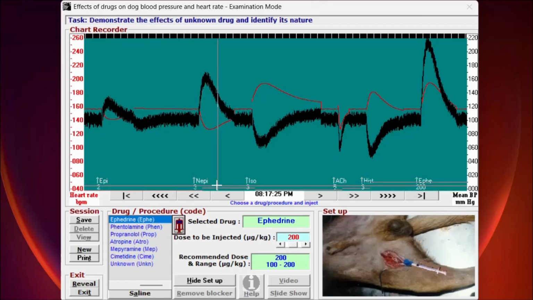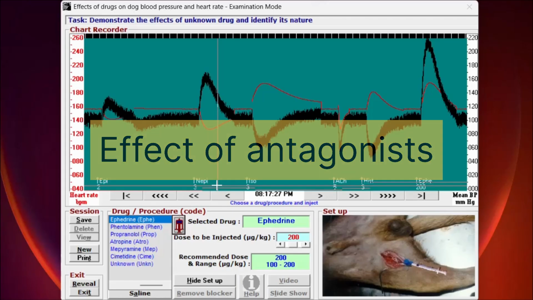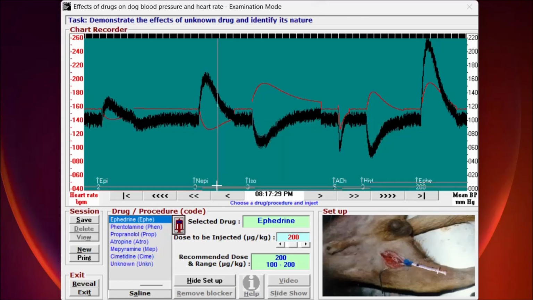Now after this we will discuss the effect of antagonists. Okay, so for the effect of an antagonist, you know, whenever you want to show the effect of an antagonist, first you have to give an agonist, then you give the antagonist, then in the third step again you are going to give the agonist. So when you don't see the effect of the agonist after the administration of the antagonist, then you can say this is the function of this particular antagonist. So let's see the effect of antagonists one by one.